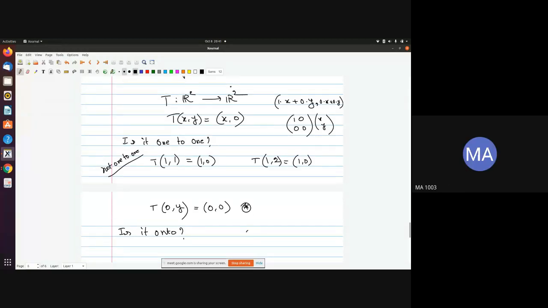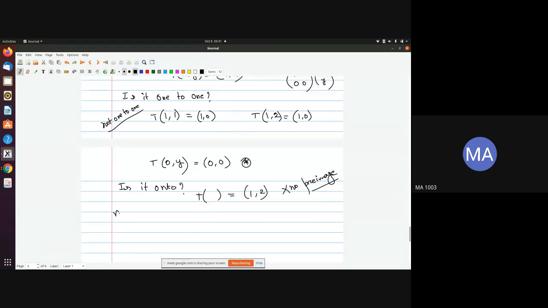Suppose I am giving you (1, 2) inside my R2. Does it have a pre-image? Is there something, comma, something such that T of that is (1, 2)? No, because it's (1, 0). Then (1, 2) does not have a pre-image, right? So basically, if I take any element which is not on the x-axis, then it does not have a pre-image, because the second coordinate is always 0. So every element of R2 does not have a pre-image. Is it clear? So it is not onto.